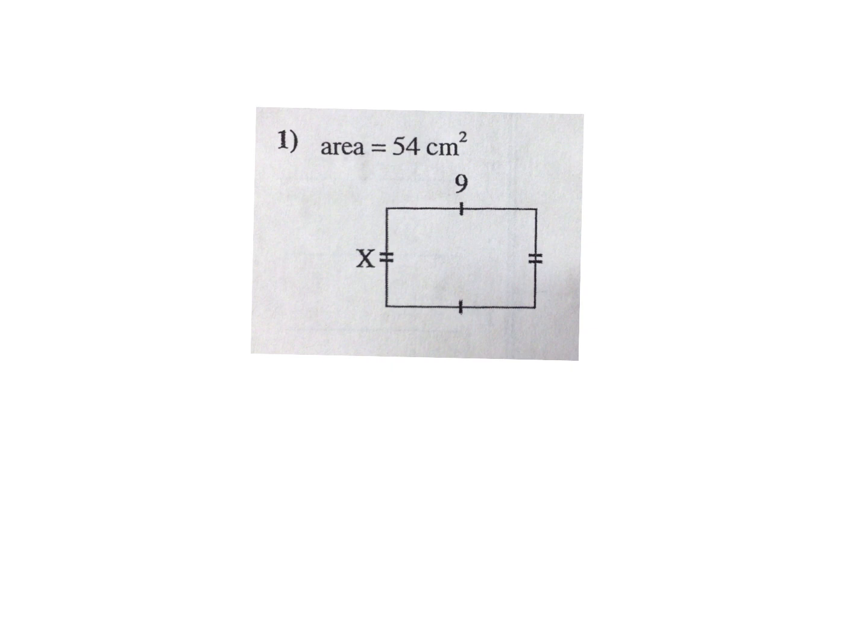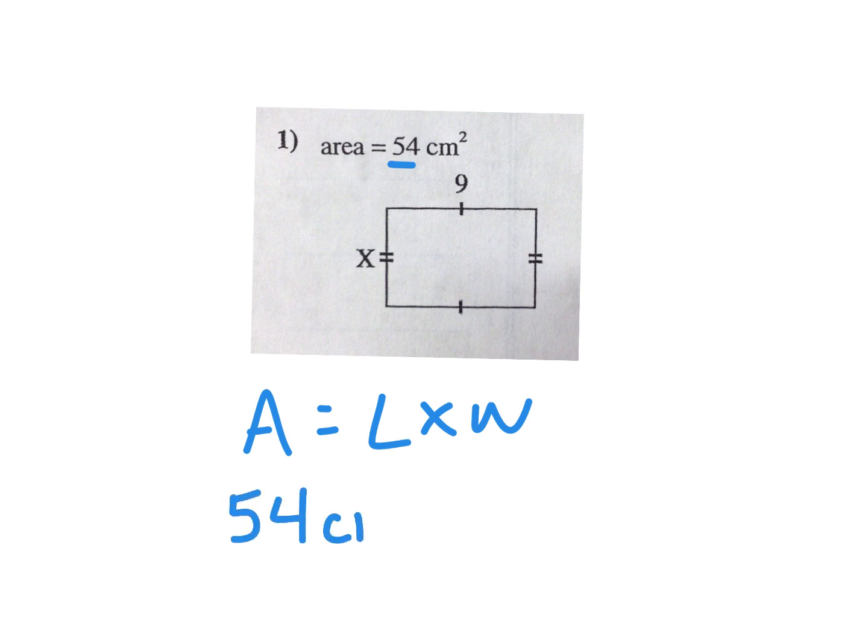So we know the formula for area is length times width. We know the area is 54 squared centimeters. We know the length is 9. What must that side be? So you have to do a little multiplication facts, or if you want to think of it as a division problem, you can. 9 times what makes 54? Well, 9 times 6 is 54.